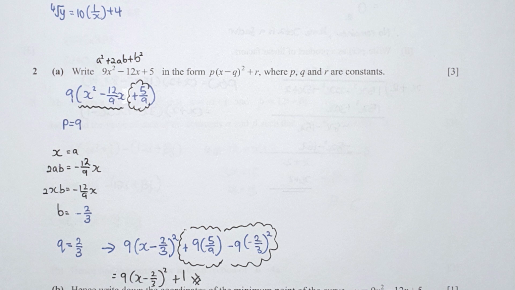As for question 2, this is actually completing the square. So the first thing that I did was to extract 9 from all the variables over there. So immediately I know that my p is actually 9. As per usual, I only focus on the two variables at the front. I get my x equals a, so my 2ab equals negative 12 over 9x. So I substituted x into a's position and divided them off. Your b's final value will be negative 2 over 3.